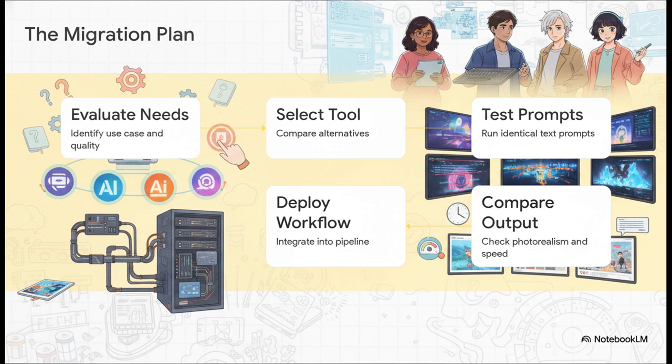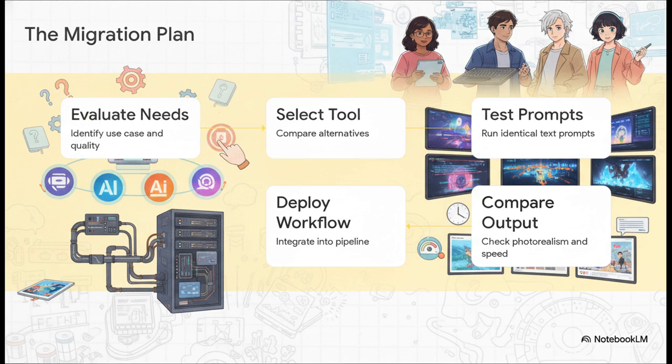Step 1, evaluate needs. Figure out your specific use case and your exact quality requirements. Step 2, select tool. Compare the 5 alternatives we just discussed and pick the best fit. Step 3 is the fun part, test prompts. Run the exact same text prompt across your chosen free tools to see the differences with your own eyes. Step 4, compare outputs. Look closely at the photorealism, the generation speed, and that all-important text accuracy.